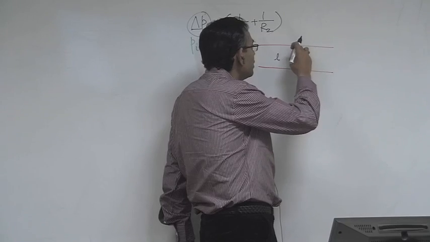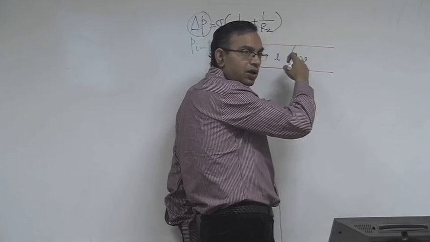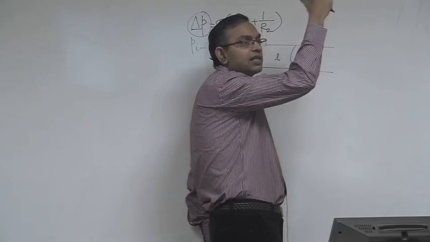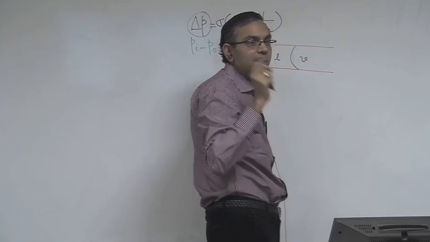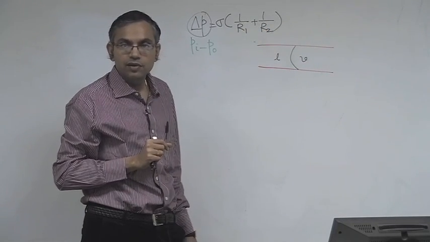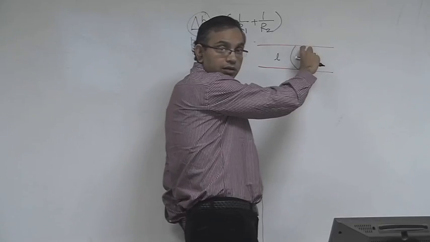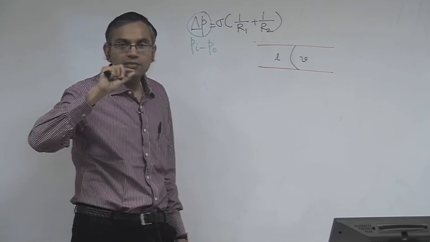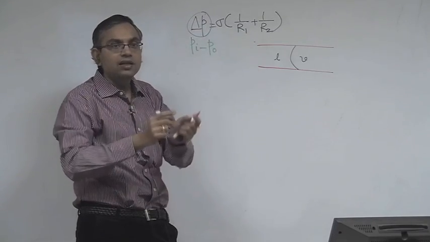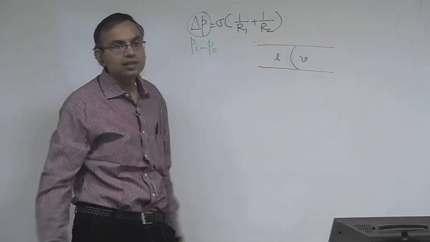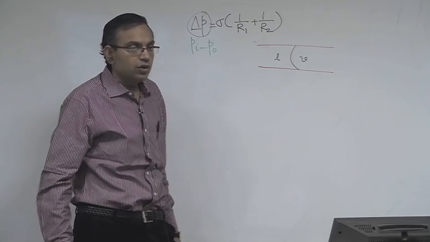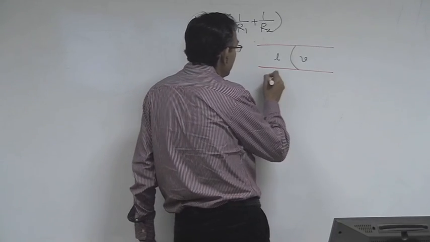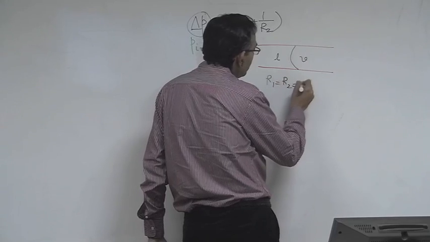if this thickness is small, if this height is small, then it can be thought of as a part of a large sphere without making a very significant amount of error. If this gap is small, then this can be thought of as a part of a sphere. If you imagine a large sphere, this can be a part of the surface of the large sphere. So, in that kind of situation, for a sphere R1 is equal to R2 is equal to R_sphere.